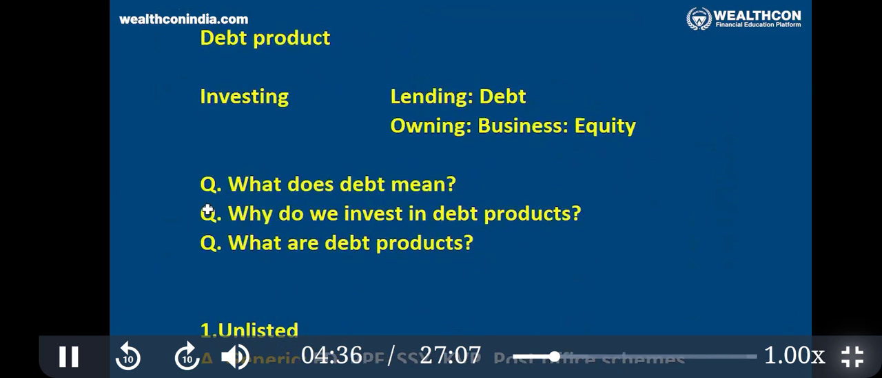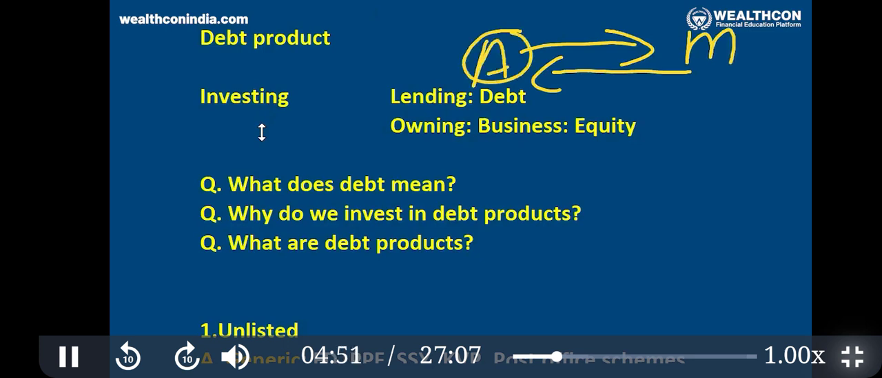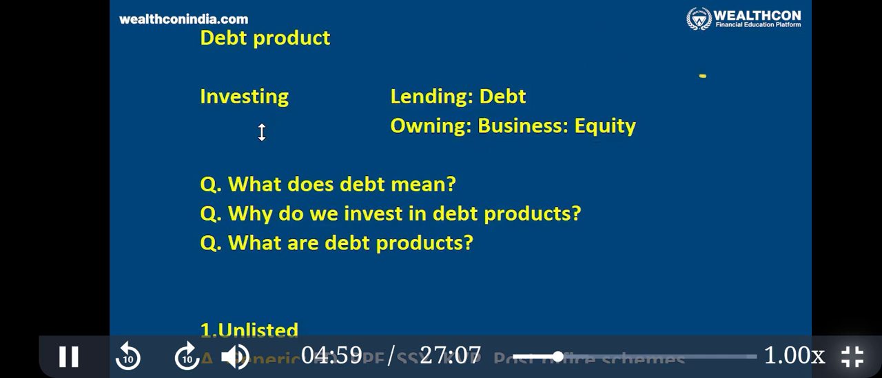Let's slightly discuss debt products. When we say investing, what we do is a very simple process. We give money and buy an asset. So money goes out, asset comes in. When we buy gold, a commodity or a house, it is a physical asset which comes in. But in the case of debt, what comes in is just a paper, a certificate or receipt that you have given money. And that is nothing but lending.